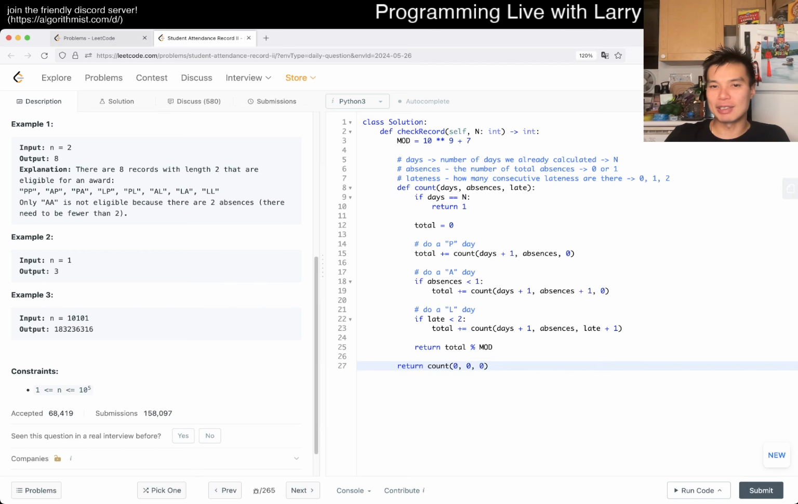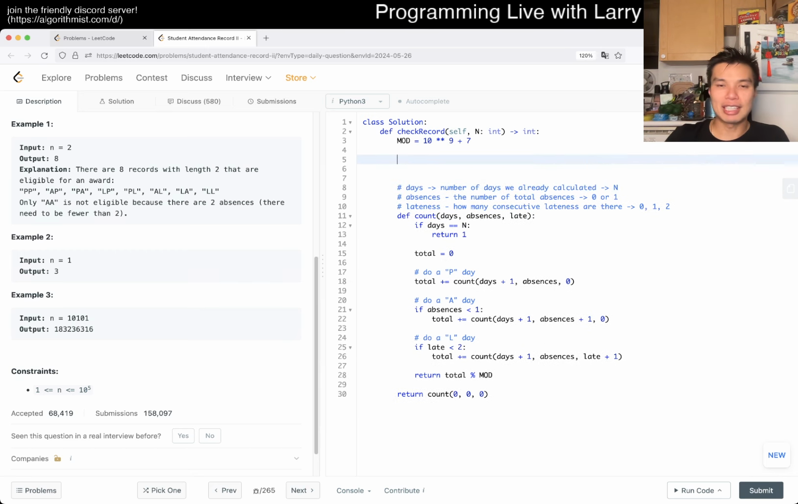But of course, the other thing is the branching, so we have to memoize, right? The thing with memoization is, if you're given the same input, you have the same output. So that allows you to cache the result, so let's do it. So now we have the cache. The way that I usually do it on these things, there are 3 dimensions, right? Days, absences, and lateness, so it's going to be 3 times 2.